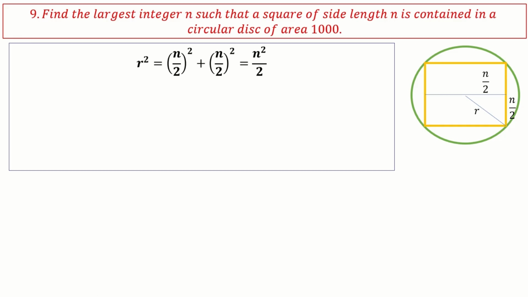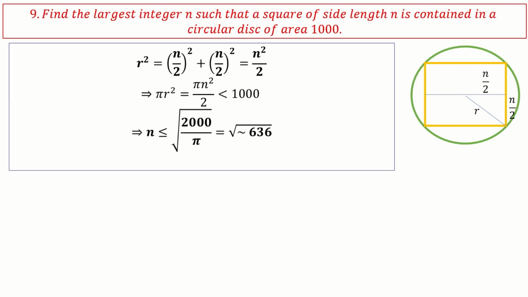So r square equal to n by 2 square plus n by 2 square, which is 2n square by 4, that is n square by 2. Okay, so my pi r square, which is less than 1000, is nothing but pi n square by 2, which is less than 1000. Okay, so if I solve this, n is less than or equal to square root of 2000 by pi, which is approximately square root of 636.